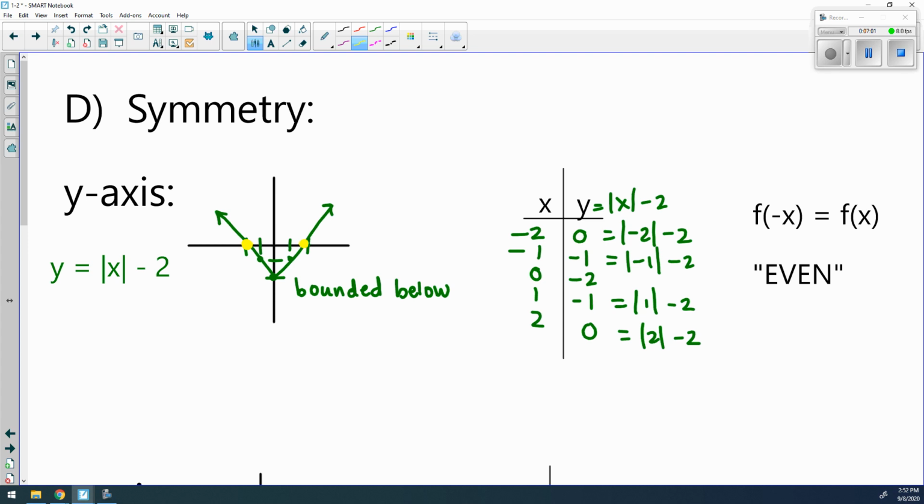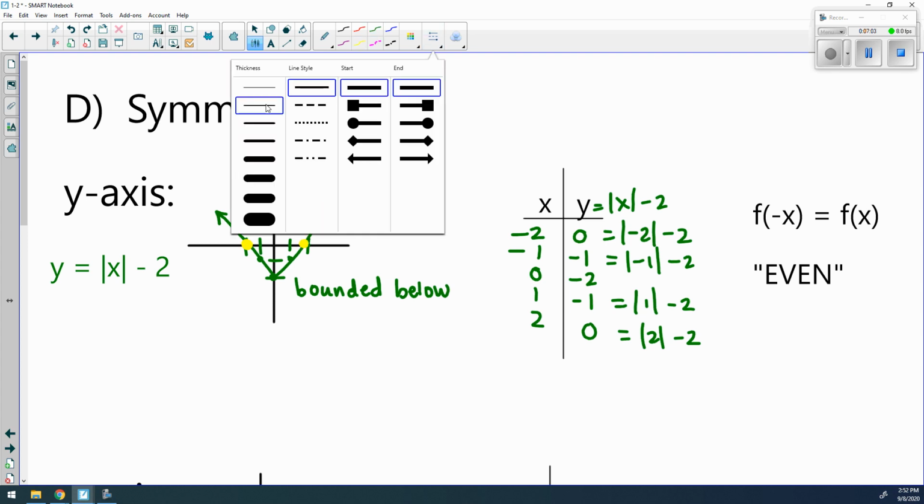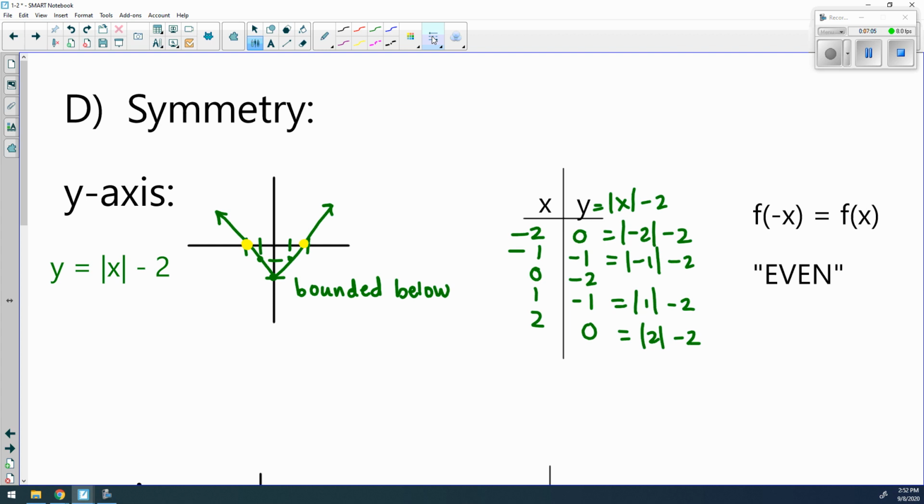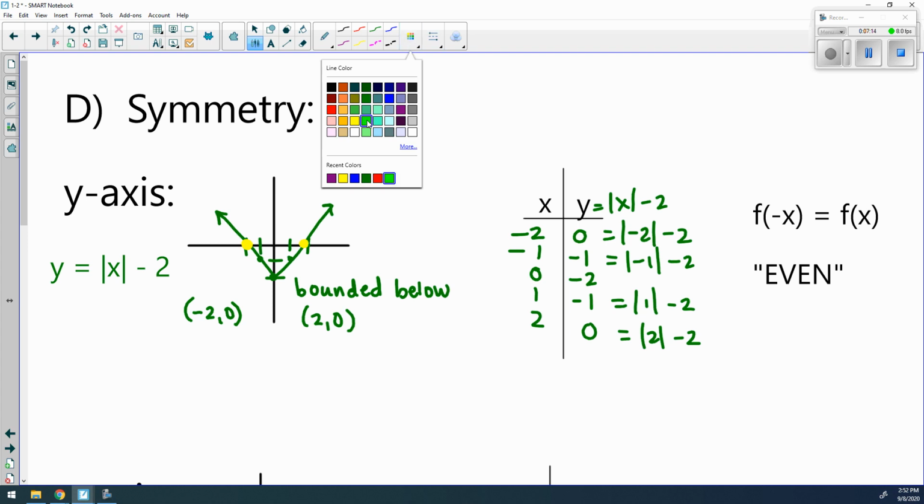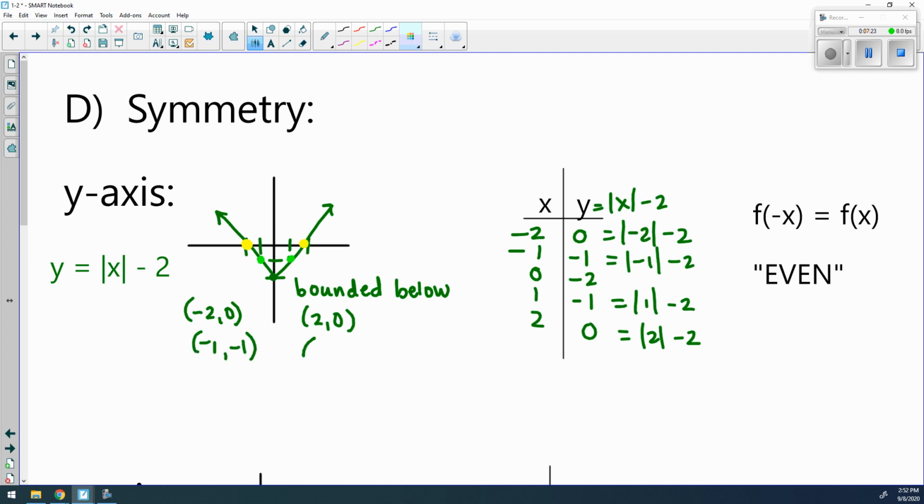So what are the addresses of those 2 points? Well, I have -2, 0, and then over here I have 2, 0. Other points that are kind of fun to look at would be this point and this point. What are those points? They are -1, -1, and 1, -1. So what I see is that for x's, I get out y's, and then if I go with a -x, I'm going to still get out the same y.